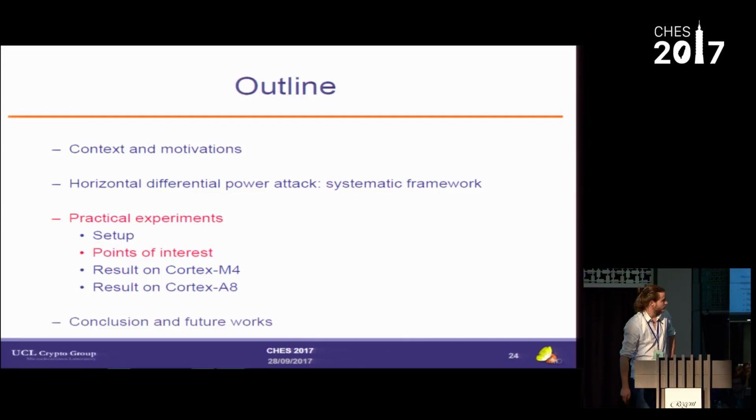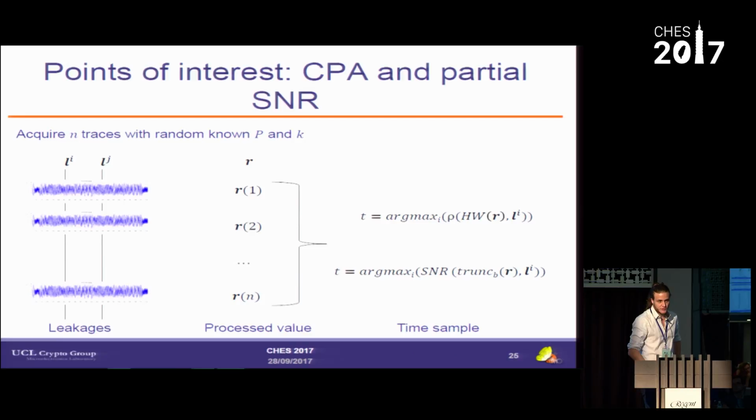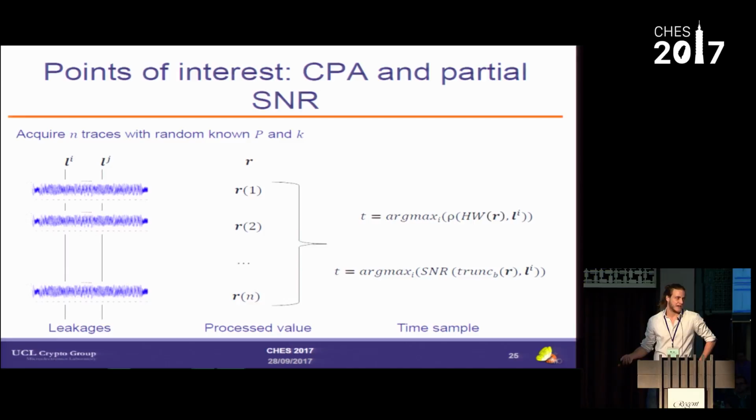For the point of interest selection, basically we have two ways to do it. The first one is a classical CPA, and the second one is a partial SNR. I won't dig again into the details, but we take the full trace, and for each time sample, for a specific register, we try to find a time that maximizes some metric, which is the CPA or the partial SNR.